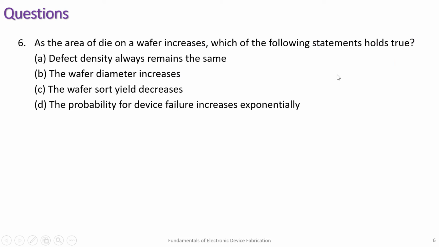As the area of the die on a wafer increases, which of the following statements holds true? First you should understand there will be a large wafer, and on that wafer there will be small squares or functional units known as dies. For a given wafer size, as the dies become larger, which statement holds true? Option C is the right answer: the wafer sort yield decreases.